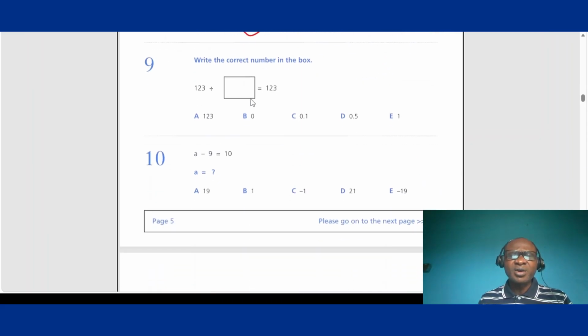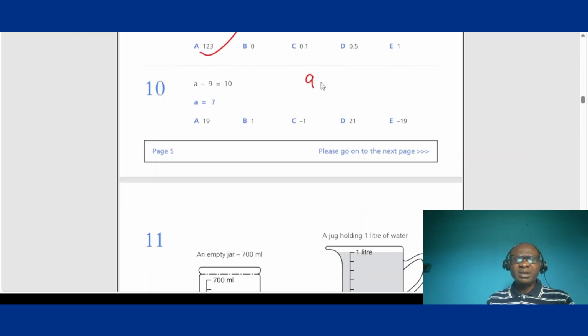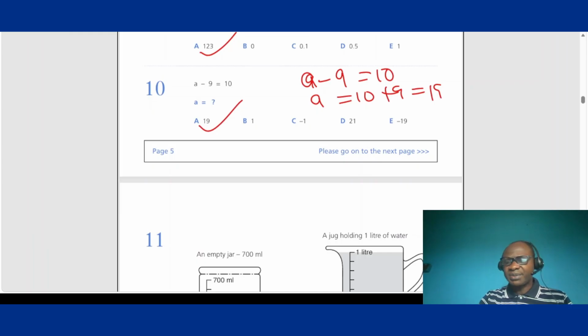We go to question number 9. Write the correct number in the box. 123 divided by dash equal to 123. That is when you divide by 1, because 123 divided by 1 is equal to 123. So the correct option is option A. We go to question number 10. And number 10 says A minus 9 is equal to 10. Therefore, you move 9 to the right-hand side and it becomes addition. Therefore, A is equal to 19. Correct option is option A.